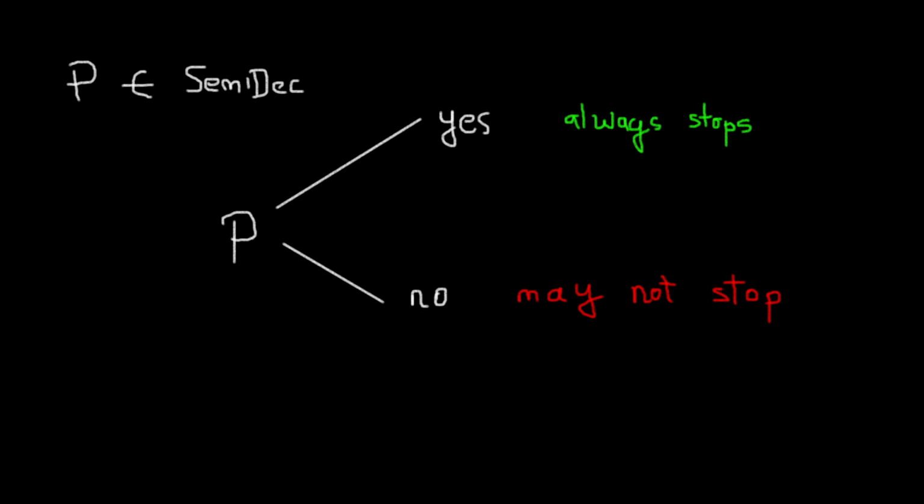Unlike, for instance, the decidable problems, okay? In a decidable problem, for both answers, yes or no, we know for sure that it will always stop, okay? The program will always stop. However, in a semi-decidable problem, we are not sure if the answer is no, maybe it doesn't stop.